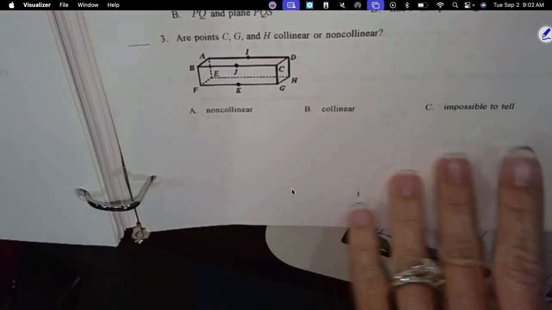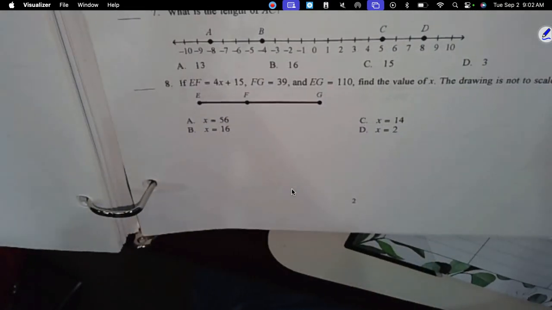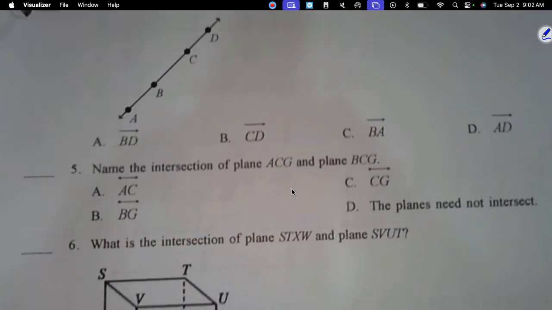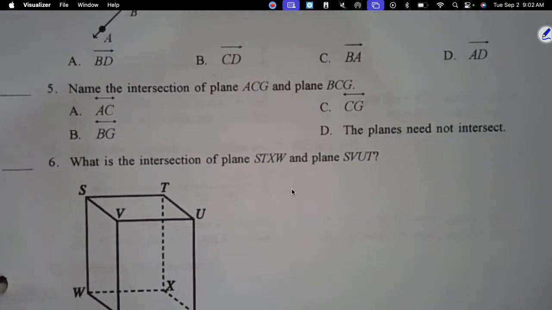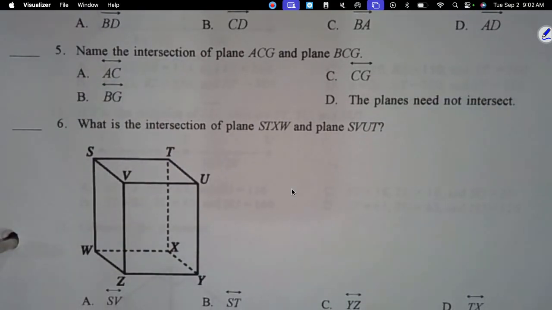Okay, then there's our whole first page. Some of these I may come back to at the end. I'm not sure. Number 5. It says, name the intersection of plane ACG and BCG. What did I just say that was the same? CG. So it is line CG. That one is answer choice C. Are we good so far? Okay, good. That's our first page of our test right there.